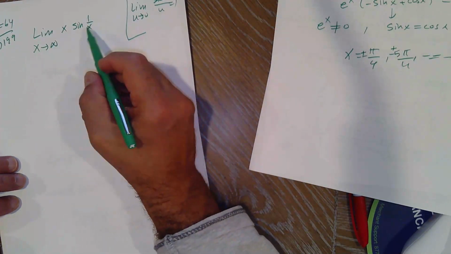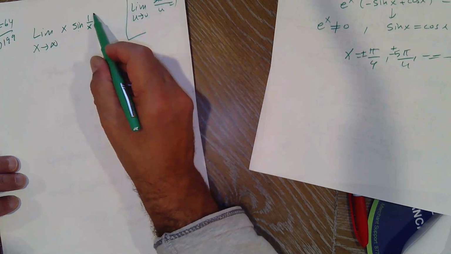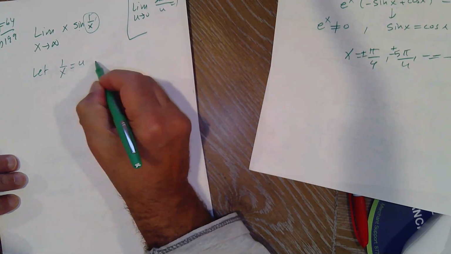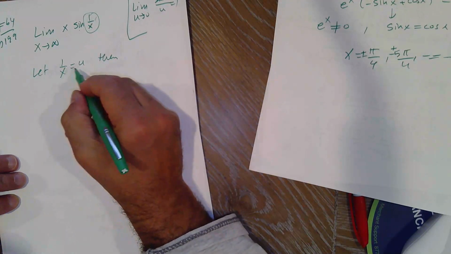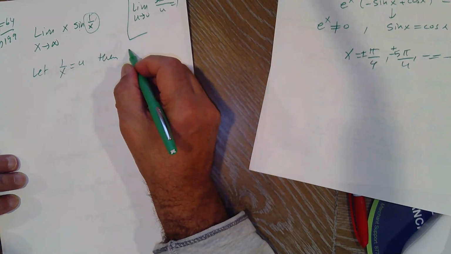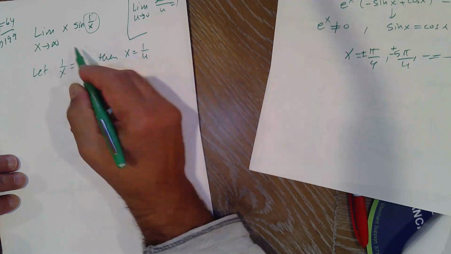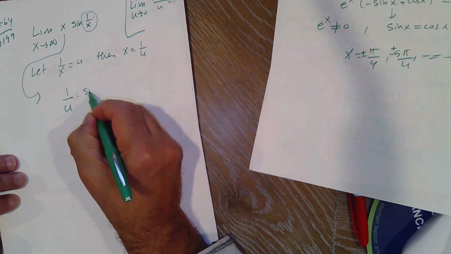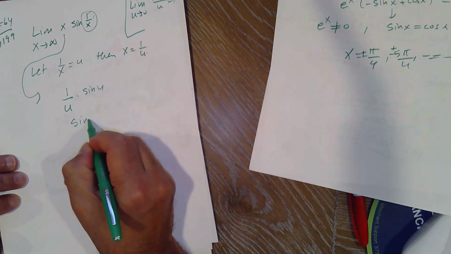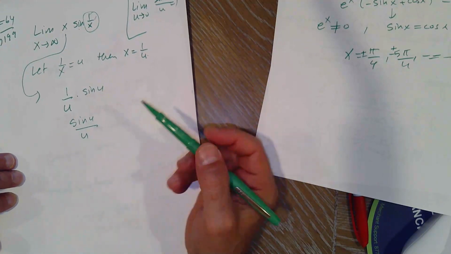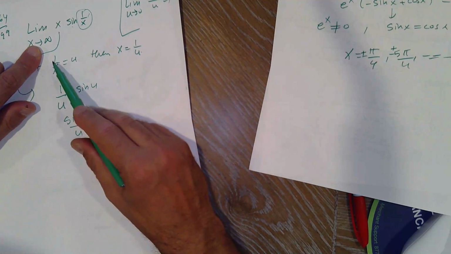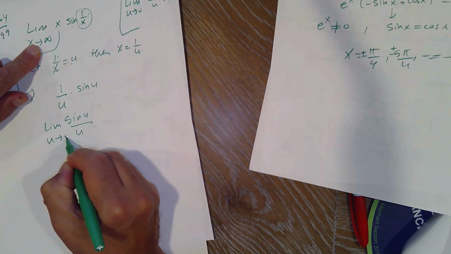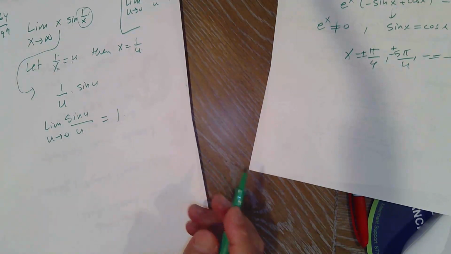So we need sine u over u, right? So if we let 1 over x equal u, then that means if u is the reciprocal of x, then x is the reciprocal of u. So x is 1 over u. So we will have 1 over u times sine of u, which is exactly what we want. Now we need u to be 0. When x is infinity, 1 over infinity is 0, so u is 0. Perfect. And that's going to give me the answer, which is 1.